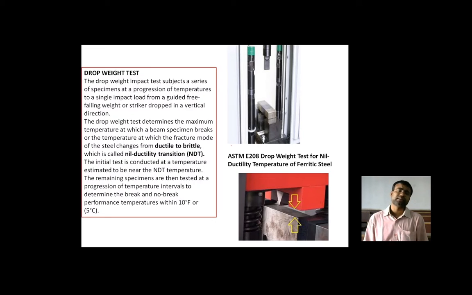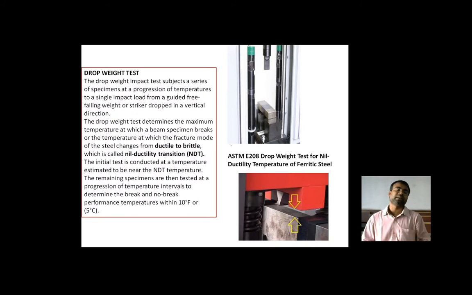So the drop weight test determines the maximum temperature at which a beam specimen breaks, or the temperature at which the fracture mode of steel changes from ductile to brittle, which is called the nil ductility transition, that is called the NDT. So the initial test is conducted at a temperature which is estimated to be near the NDT temperature. So the remaining specimens are then tested at progressive temperature intervals to determine the break and no break performance temperature within 10 Fahrenheit or 5.5 degrees centigrade. And that is how this particular test is performed.